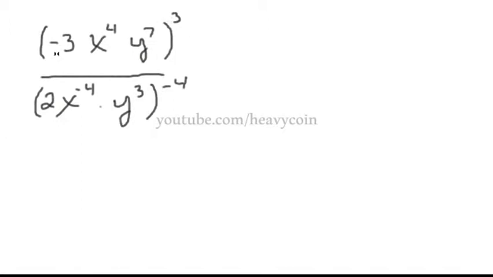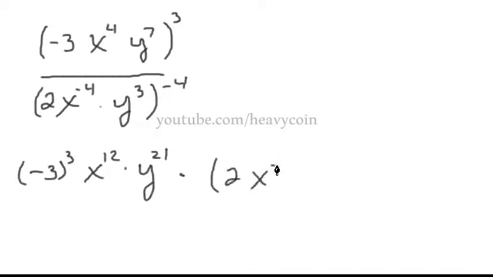But I'm going to go ahead and start simplifying some of this stuff. We have negative 3 raised to the third. So we multiply exponents. 4 times 3 is 12. Y to the 21st, right? 7 times 3 is 21. And bringing this stuff up into the numerator, this is going to be 2x to the negative 4 times y to the third, and it's all raised to the positive 4 because we brought this whole thing up here.